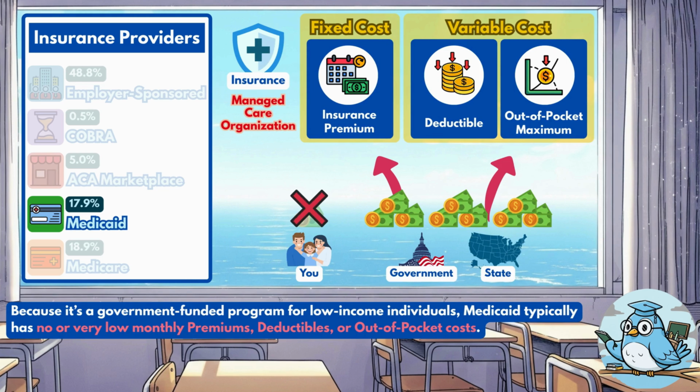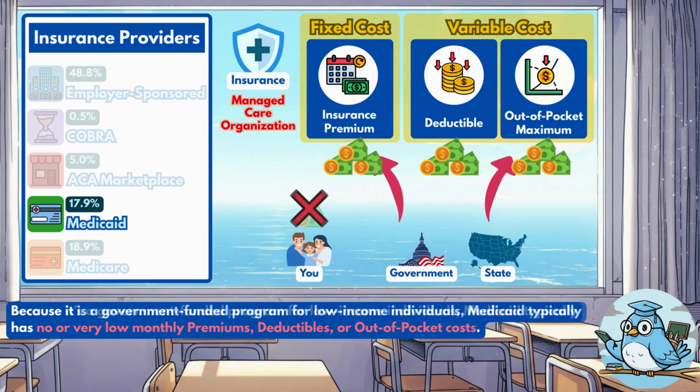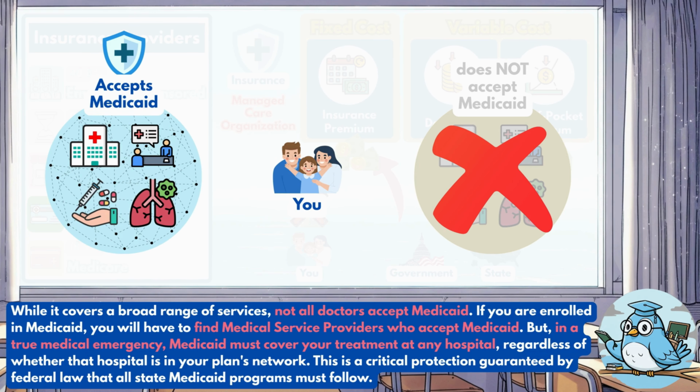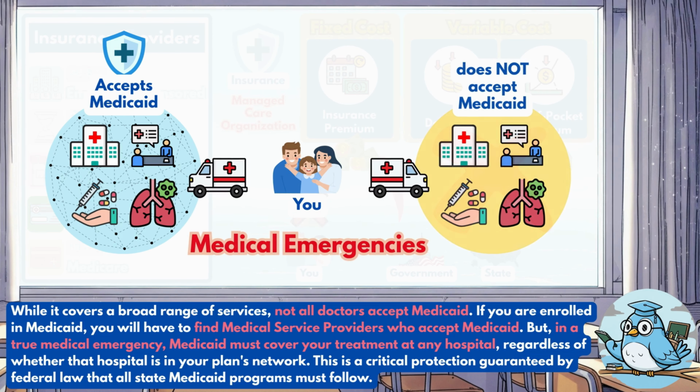Because it's a government-funded program for low-income individuals, Medicaid typically has no or very low monthly premiums, deductibles, or out-of-pocket costs. While it covers a broad range of services, not all doctors accept Medicaid. If you are enrolled in Medicaid, you will have to find medical service providers who accept Medicaid. But in a true medical emergency, Medicaid must cover your treatment at any hospital, regardless of whether that hospital is in your plan's network. This is a critical protection guaranteed by federal law that all state Medicaid programs must follow.